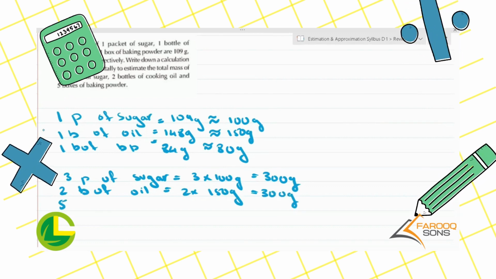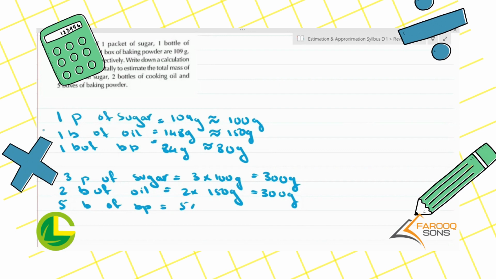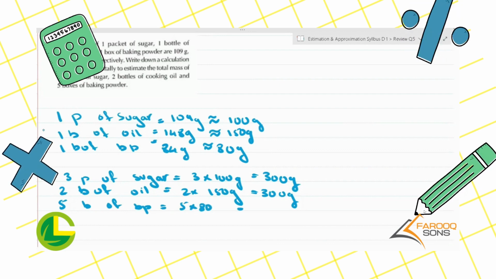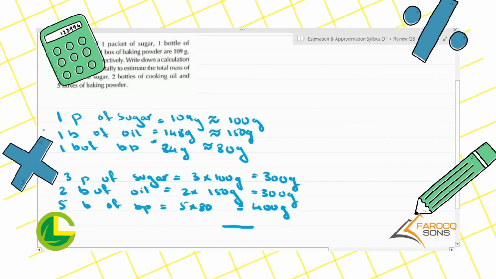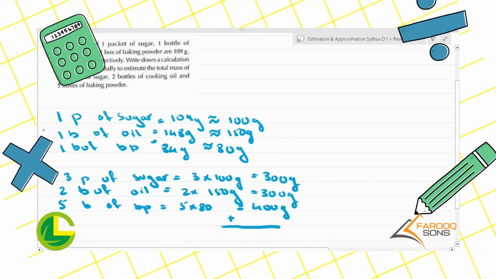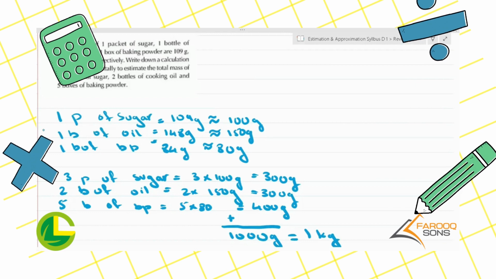Finally, 5 boxes of the baking powder, each for 80 grams, means 5 multiplied by 80 is giving me 400 grams. The total of these means add the 300, 300 and 400, giving you a final answer which is 1000 grams, also known as 1 kilogram. It's not as difficult, is it?